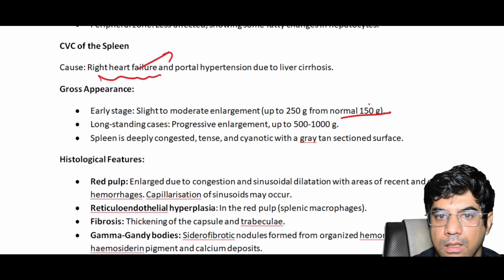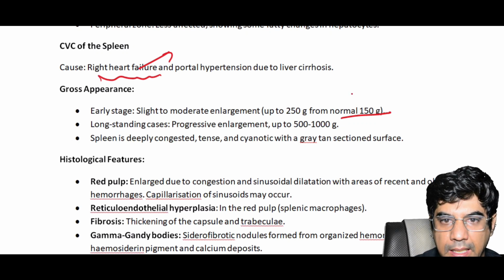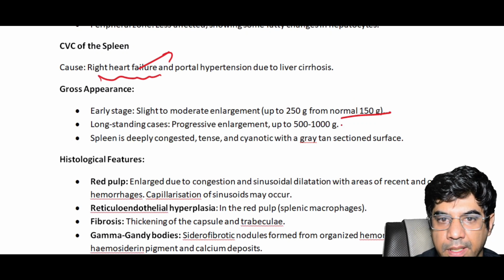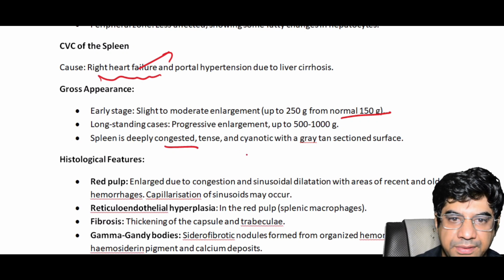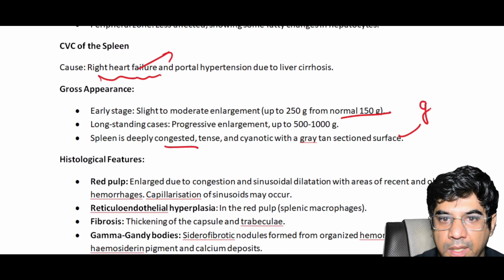Over time, the spleen enlarges and reaches a weight of up to 500 grams. The spleen becomes congested and it is bluish in color. And on cutting, it will show gray-tan coloration.